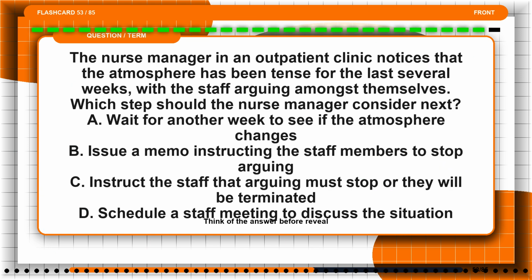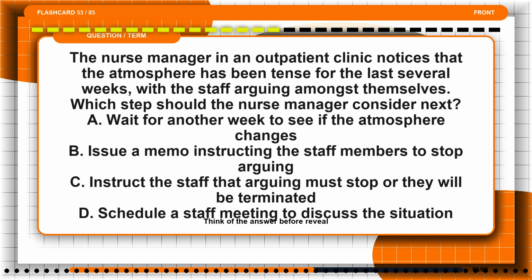Flashcard 53. The nurse manager in an outpatient clinic notices that the atmosphere has been tense for the last several weeks, with the staff arguing amongst themselves. Which step should the nurse manager consider next?